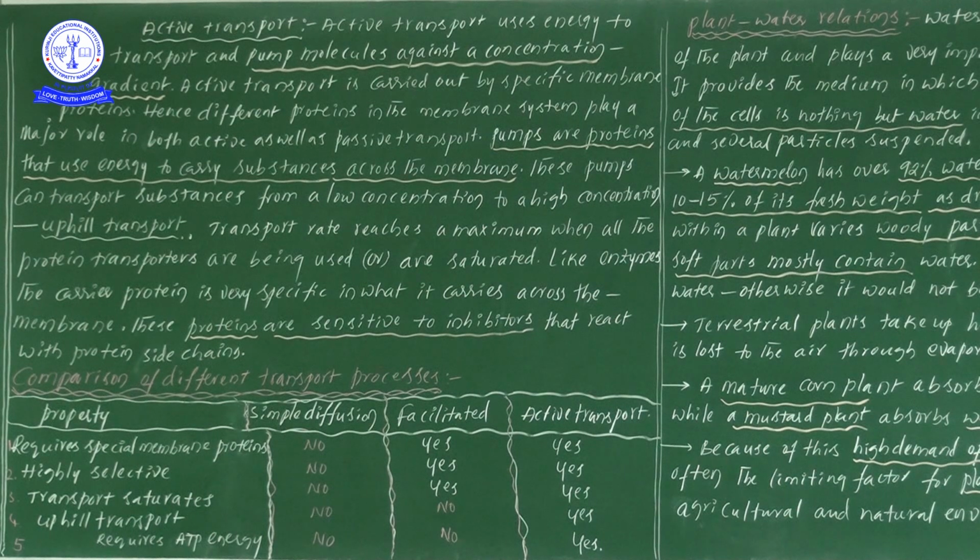Now let us move forward to discuss more information. Hence, different proteins in the membrane system play a major role in both active as well as passive transport. Means there are different proteins. We will learn about them exclusively very soon. So there are different proteins in the membrane system and they play an important role in both processes.